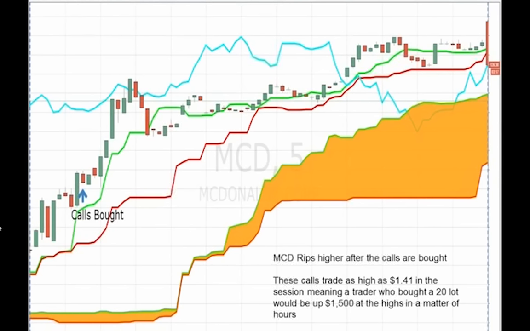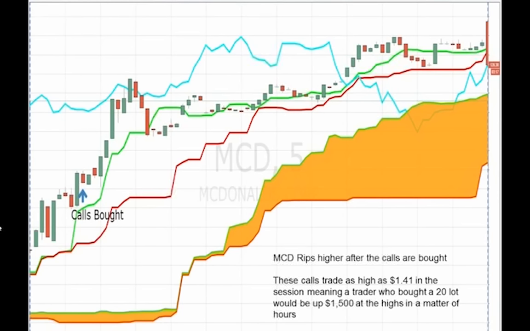A big, enormous order hits the tape. Big institutional trader makes a large bet using short-dated, aggressive, out-of-the-money calls in McDonald's. As soon as the bet hits the tape, the stock takes off and rallies into the close, right? This is how we trade like hedge fund managers, by taking the same trades that they are taking.